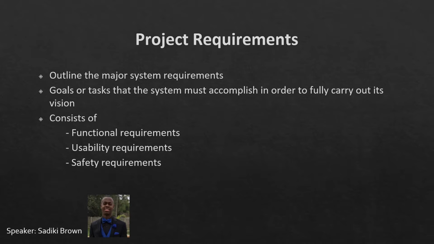A functional requirement defines a function of a system or its component. Usability requirements are documented expectations and specifications designed to ensure that a product is easy to use. And lastly, safety requirements identify protection requirements that ensure that system failures do not cause injury or worse to the user and prevent damage to any hardware being used.